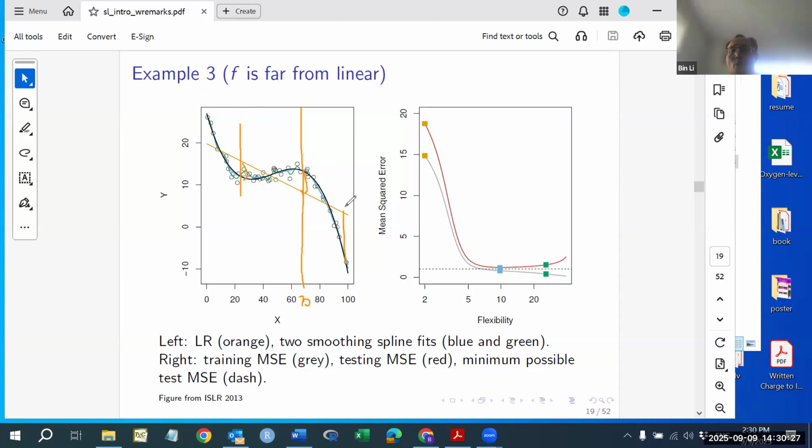Okay, so you can see the simple model usually has large bias. However, the simple model is more stable. So the variance is low.